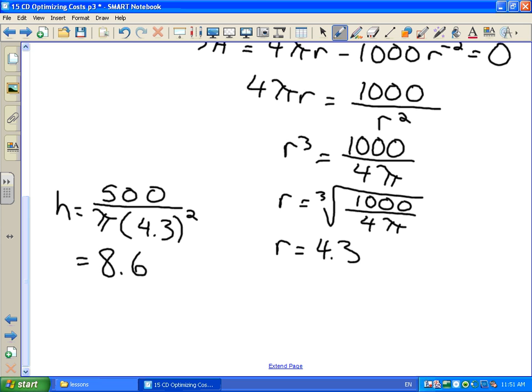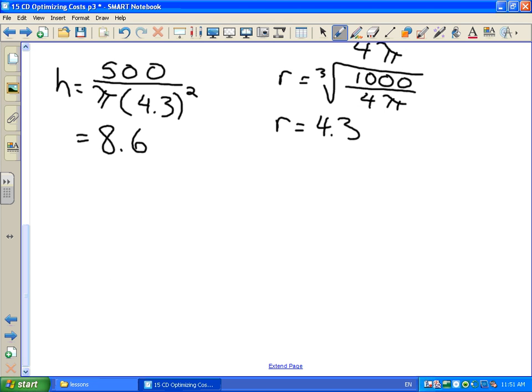Yeah, the height is exactly twice the radius. So if we were to look at this can edge on, our height would be 8.6. If our radius is 4.3, our diameter would be 8.6. So it would look like a square if we viewed it edge on. Diameter and height would be exactly the same.